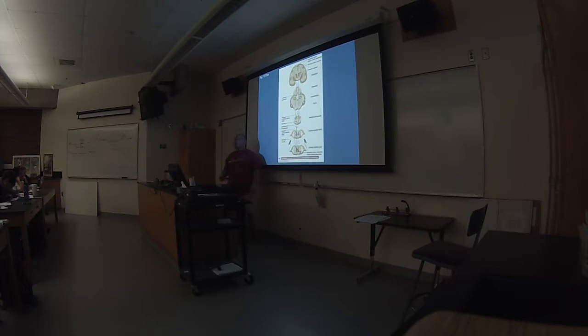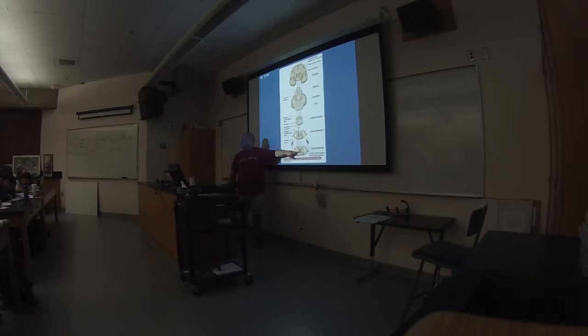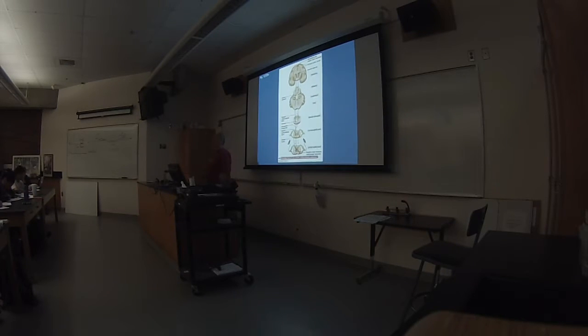Now, instead of using first order neurons, second order neurons, and third order neurons in the descending fashion, we use upper motor neurons and lower motor neurons. Everything before the ventral horn is called an upper motor neuron. Anything after the ventral horn, that which exits out and goes to the muscle, is called a lower motor neuron.